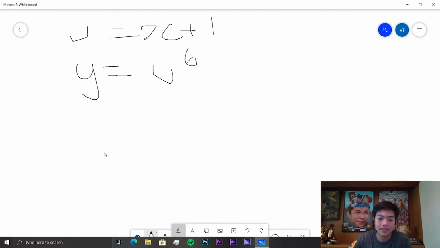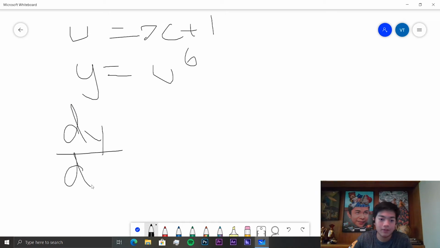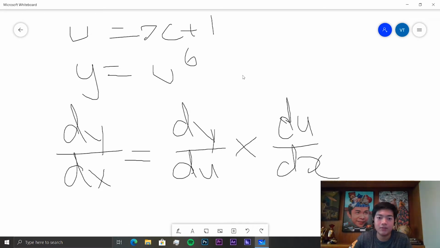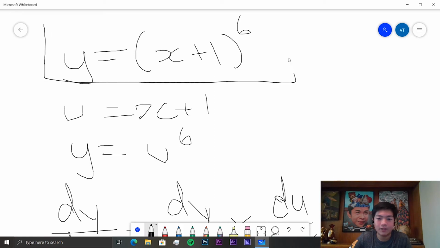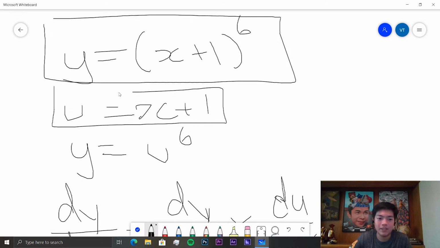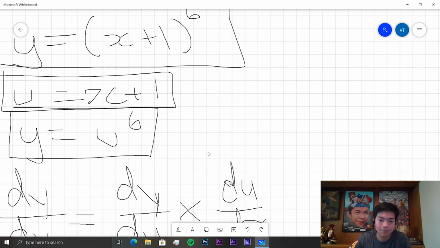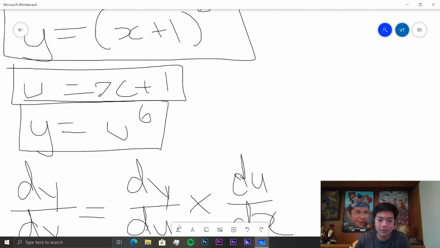What the chain rule states is that the derivative dy over dx is equal to the derivative of the first function, dy over du, multiplied by the derivative of the second function, du over dx. So the derivative of the original function is equal to the derivative of this multiplied by the derivative of this. This makes it much, much easier to differentiate functions in this case. It's just the product of the two.